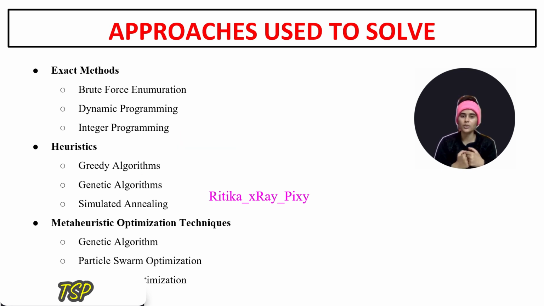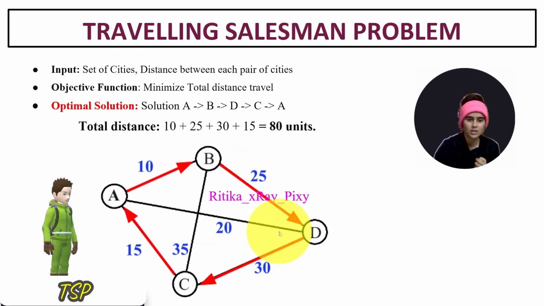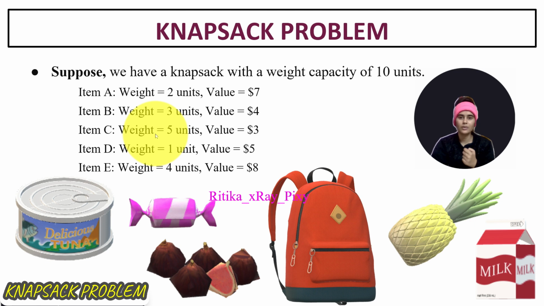So we have a number of approaches that we can use to solve this problem. For example, we can use exact methods. In exact methods, we have brute force, dynamic programming, integer programming, heuristic methods. Then we have meta-heuristic optimization. So we can use any method and it will give us the possible solutions, and we can find the optimal one. Another problem, we have the knapsack problem.